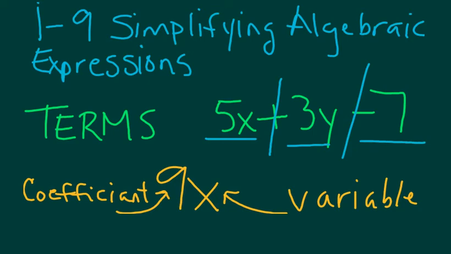Now, in an algebraic expression, sometimes there's a coefficient and a variable. The coefficient is the number that goes with the variable. The variable is the letter that is in the expression. So 9 is the coefficient, x is the variable.